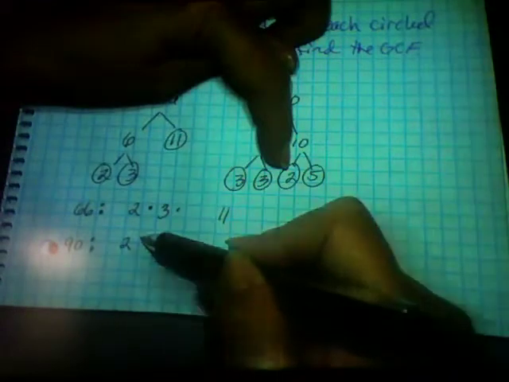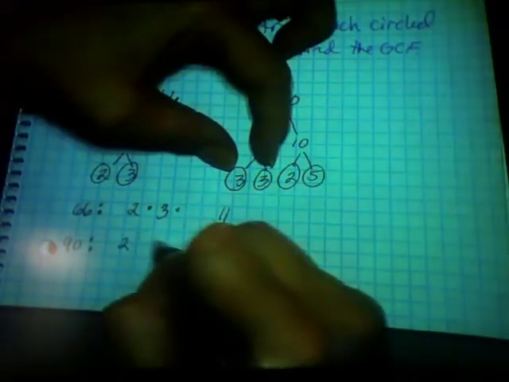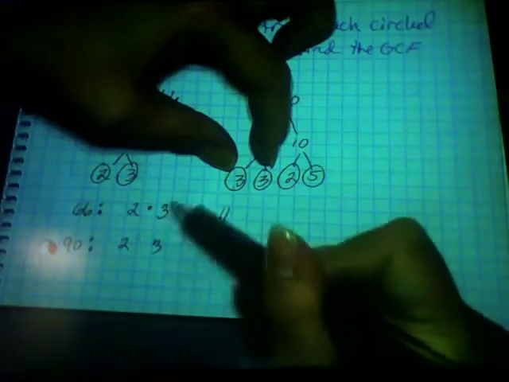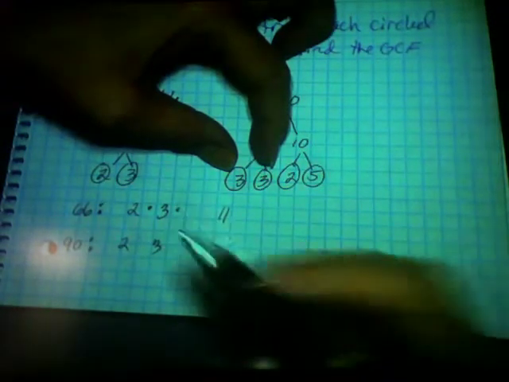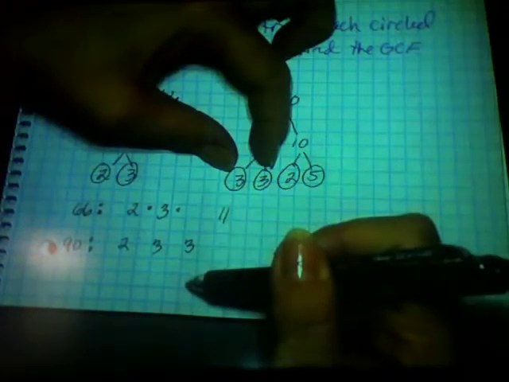And I've got a 2 for the 90, so I'm going to put that directly under, lining up this like prime in that column. But I have 2 3s. So one of the 3s goes underneath here and lines up with the 3 from 66. And the other 3 makes its own column, because I have nothing to line it up with.